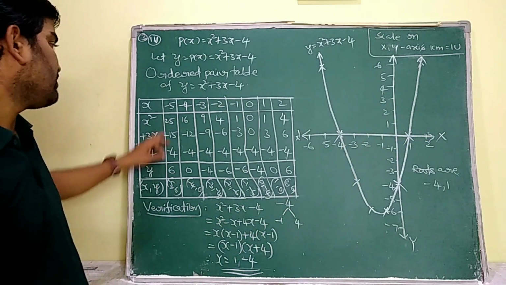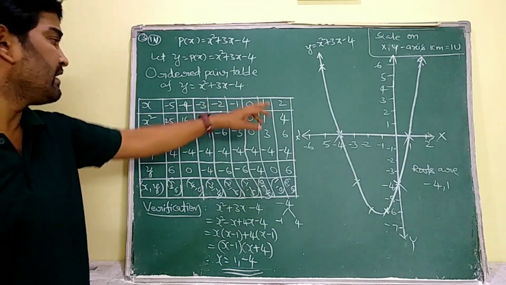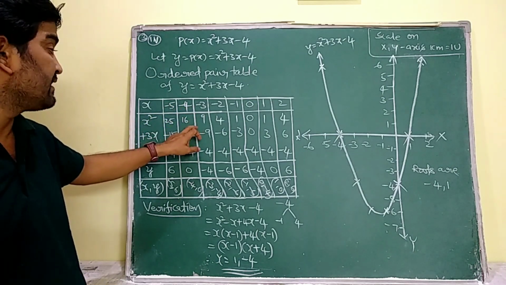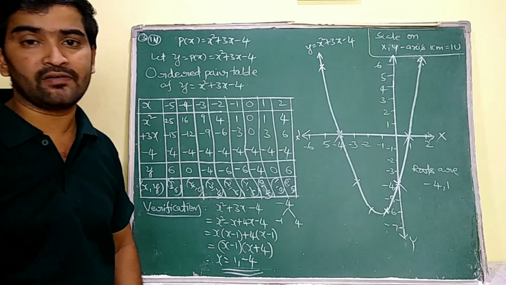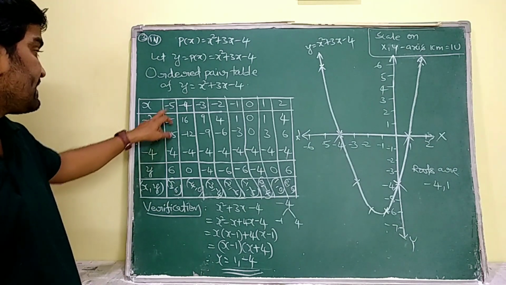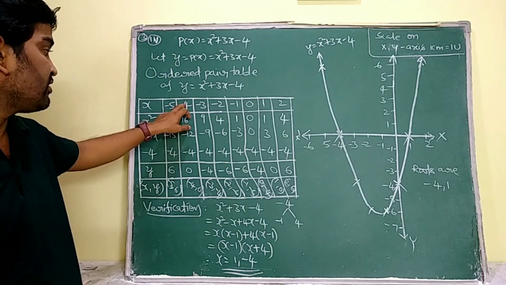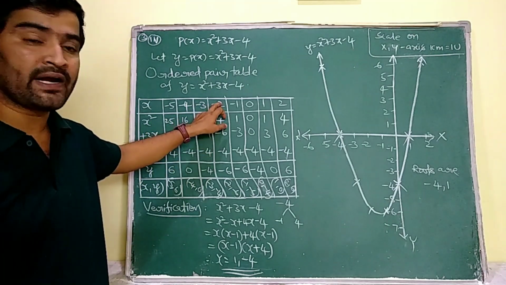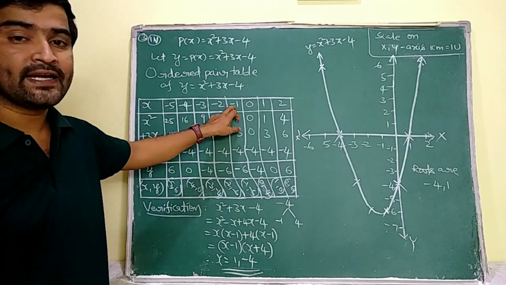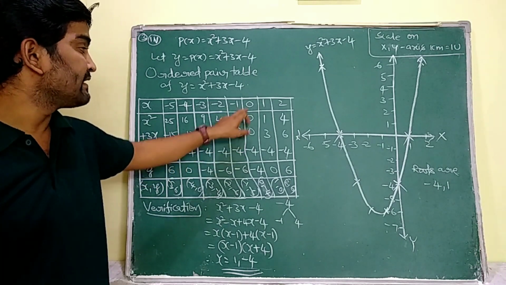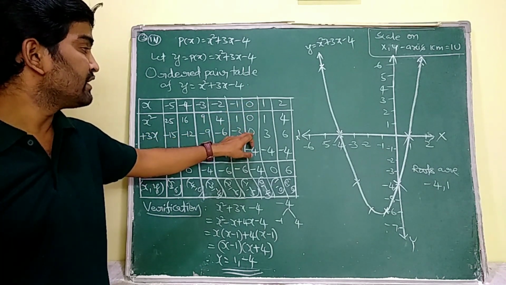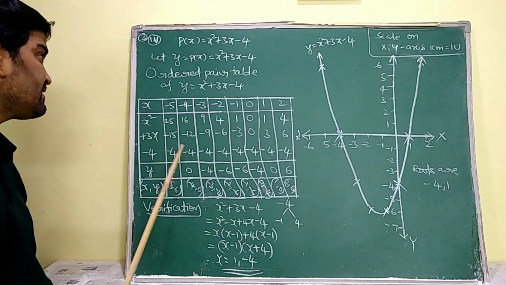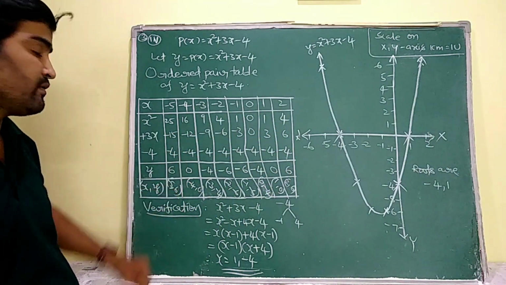So these are the x values. X square means minus 5 whole square 25, minus 4 whole square 16. Like that you have to write the x square values. Plus 3x: 3 into minus 5 minus 15, 3 into minus 4 minus 12, 3 into minus 3 minus 9, 3 into minus 2 minus 6, 3 into minus 1 minus 3, 3 into 0 0, 3 into 1 3, 3 into 2 6, and the constant never changes. Minus 4 always minus 4 only.